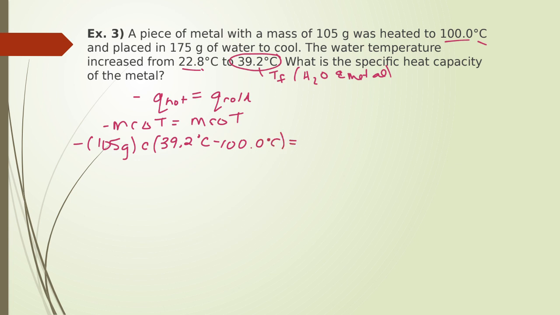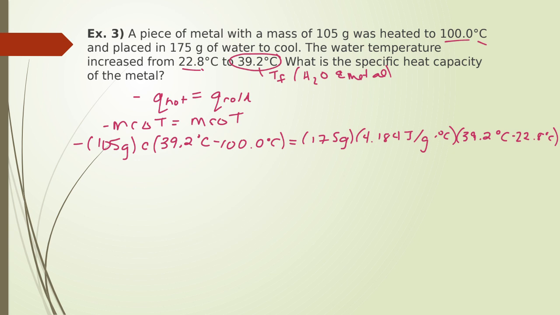Now we go over to the cold side. So the cold side is our water. The mass of our water is 175 grams. The specific heat capacity of water, notice they don't give it to you because they know you know it, 4.184 joules per gram degree C. And then we need to do the delta T. So remember, it's final minus initial. It's 39.2. And we're going to subtract off the initial, which was 22.8.